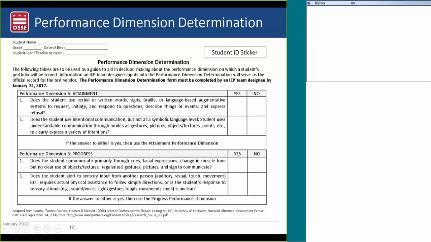If the student is not verbal, this is a no. If the student does not use intentional, reliable communication, using gestures, pictures, etc., then this would be no. That pushes you down here. Then these would be a yes. These are the most severely challenged kids. This is probably 3-5% of the total population that participates in the portfolio. Correct. By and large, more than 90% of your students are going to be here.